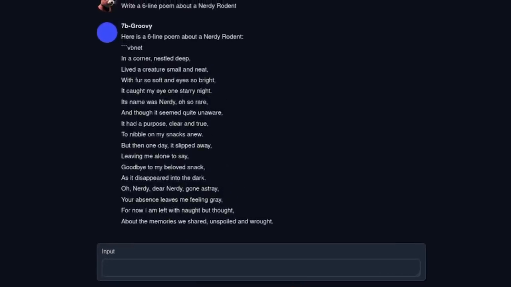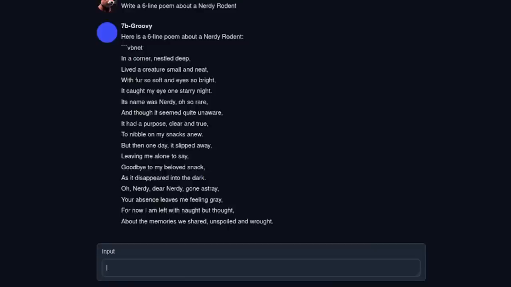Okay, that's not 6 lines, but in a corner nestled deep lived a creature small and neat with fur so soft and eyes so bright, it caught my eye one starry night. Its name was Nerdy, oh so rare, and though it seemed quite unaware, it had a purpose, clear and true, to nibble on my snacks anew. But then one day it slipped away, leaving me alone to say goodbye to my beloved snack as it disappeared into the dark. Oh, Nerdy, dear Nerdy, gone astray, your absence leaves me feeling grey, for now I am left with naught but thought about memories we shared unspoilt and wrought.